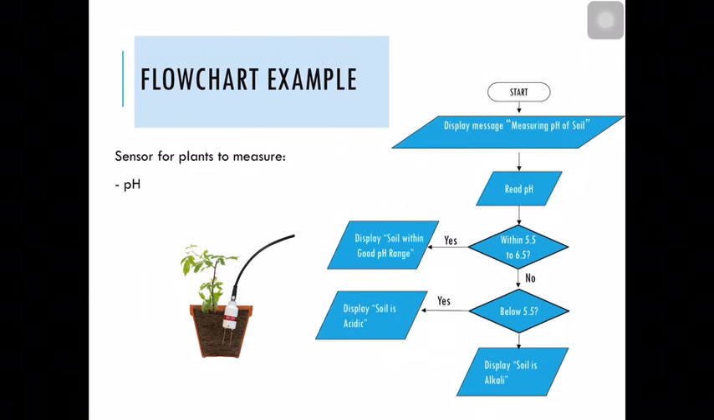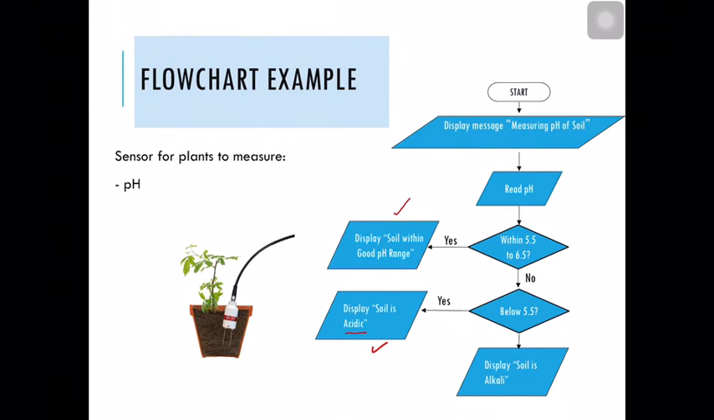So once it has read the current pH, it will check if the pH is within 5.5 and 6.5. So if it is within 5.5 and 6.5, then it is good. The soil is within the good pH range, and this will be displayed. If it is not, right, now the system will check, is this below 5.5? So if yes, then the soil is acidic. So the user will know that they have to do something to balance the low level of the pH.